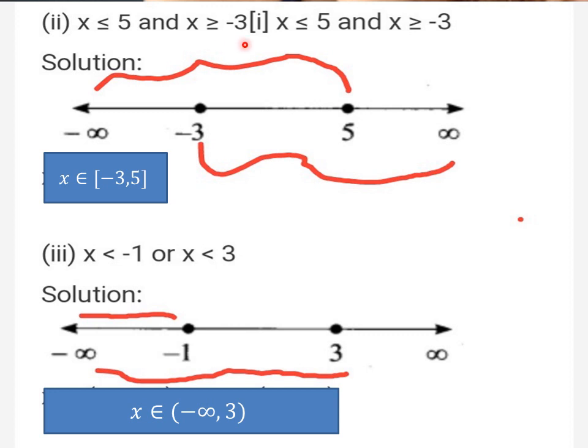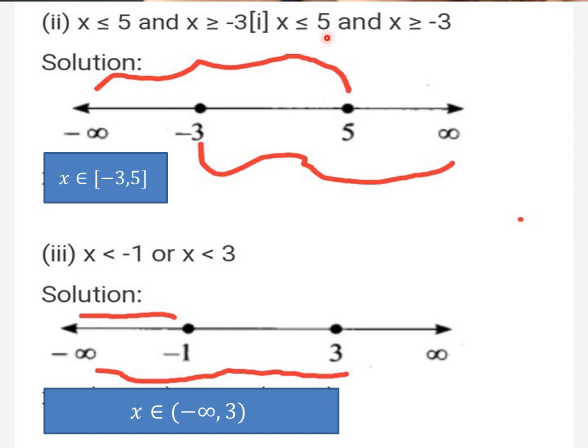Now we can see the second subdivision. X is less than or equal to 5 and x is greater than or equal to minus 3. The question is written 2 times, you can write once. So first we have to draw the real line, minus infinity to infinity. Then the negative value you have to write first, then the positive value 5.